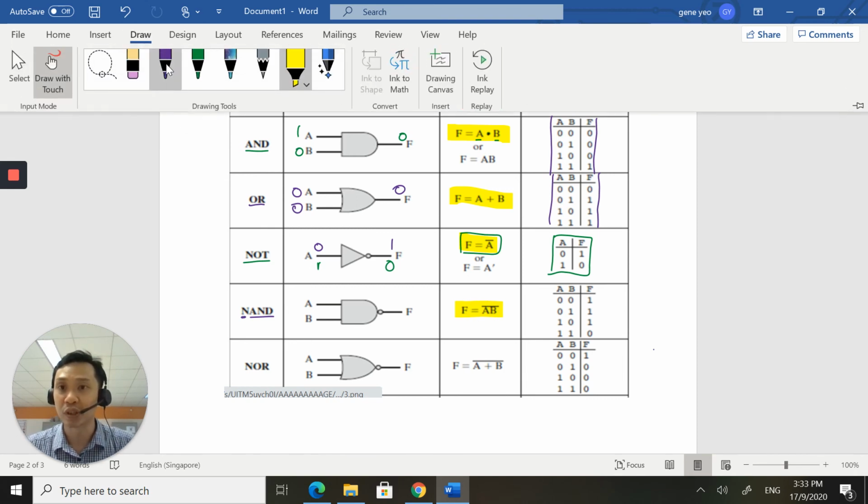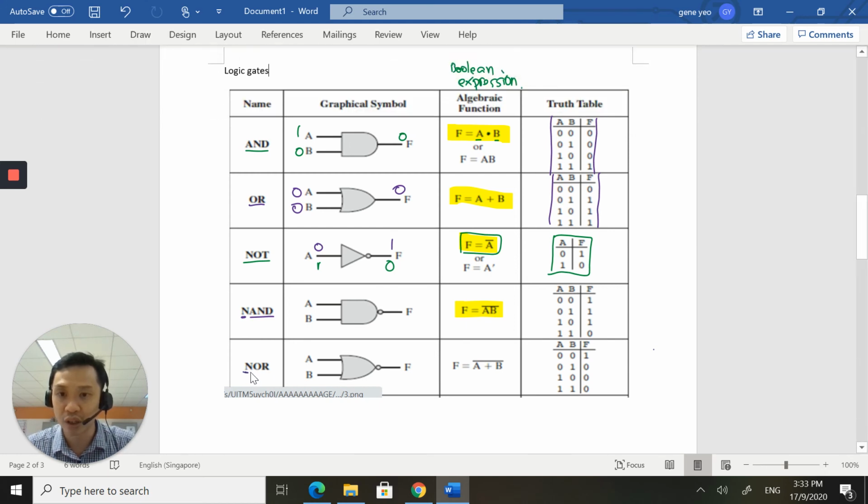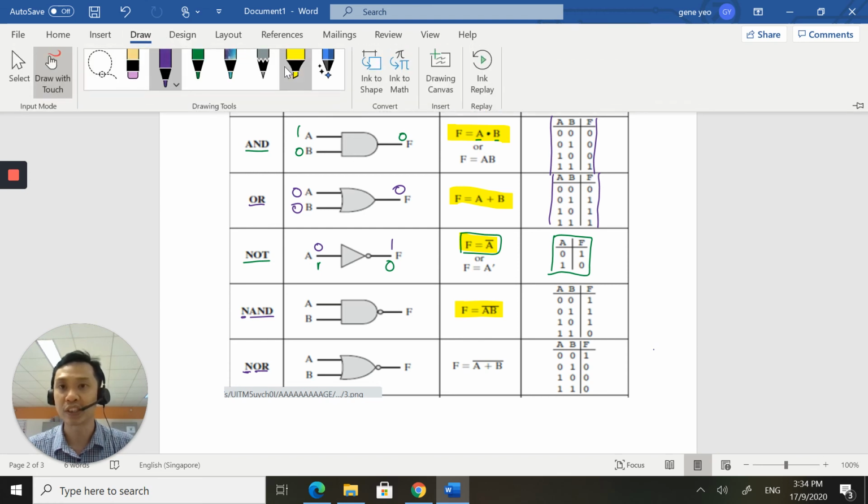And the last gate that I'm going to teach you is a NOR gate. This NOR stands for NOT OR. So if you look here, 0, 0 gives a 1. In this case, NOR, 0, 0 gives a 1. It's the direct opposite. For an OR gate, the output is 0, 1, 1, 1. The output for NOR is 1, 0, 0, 0. And the Boolean expression that you need to remember is A or B, with a bar for NOT.